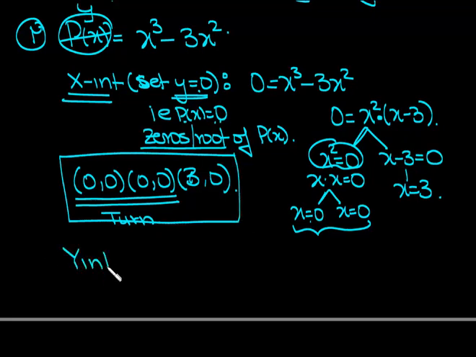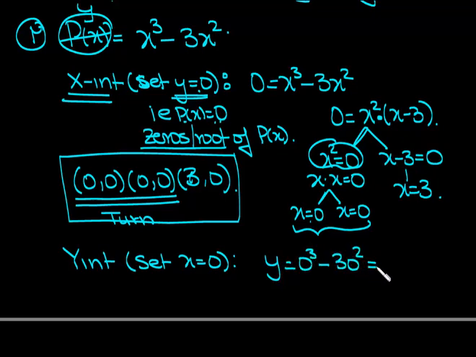Okay, next we want to find the y-intercept. How do we find the y-intercept? We set x to 0. So we get y is equal to 0 cubed minus 3 times 0 squared. So we get 0. So my y-intercept is just 0, 0. When x is 0, y is 0.